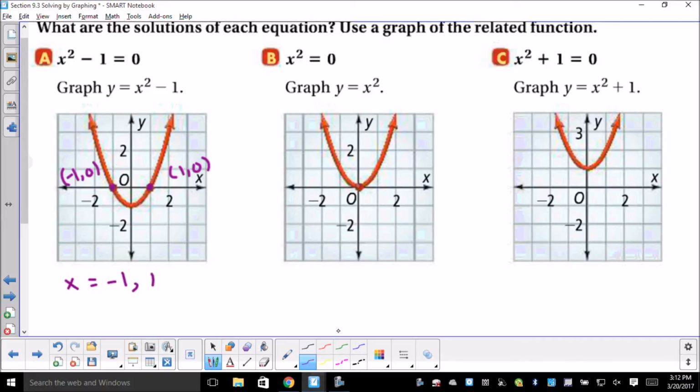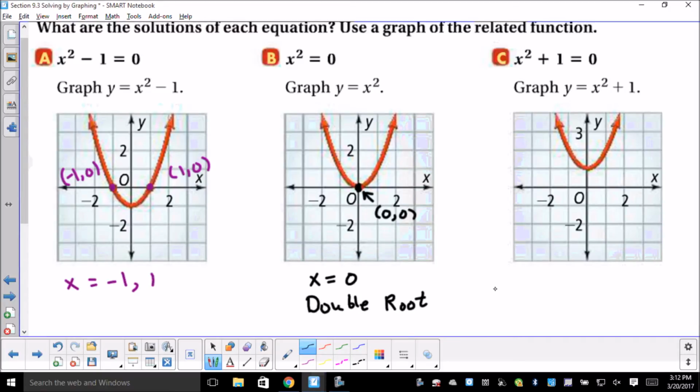Let's look at the next one. I see here it only crosses the x-axis at one point, and that's the vertex. This is the point 0, 0, making my solution x equals 0. Now this can happen. We can have 2 solutions, we can have 1 solution. When there's 1 solution, we like to call this a double root. I'll talk about this more in a different video.